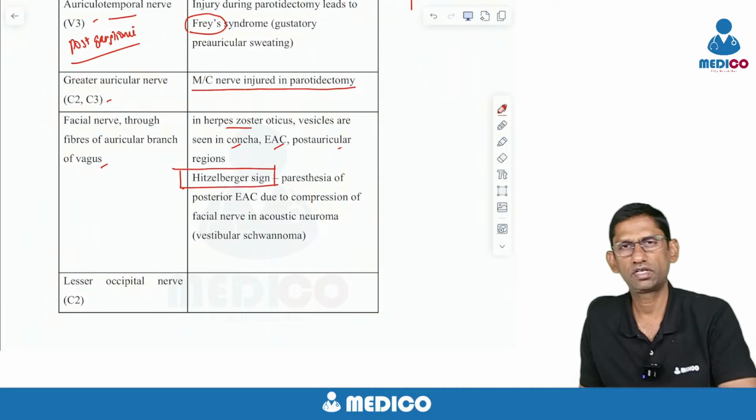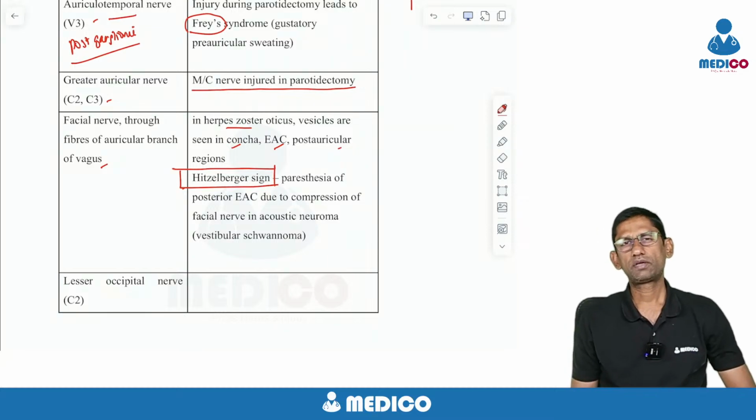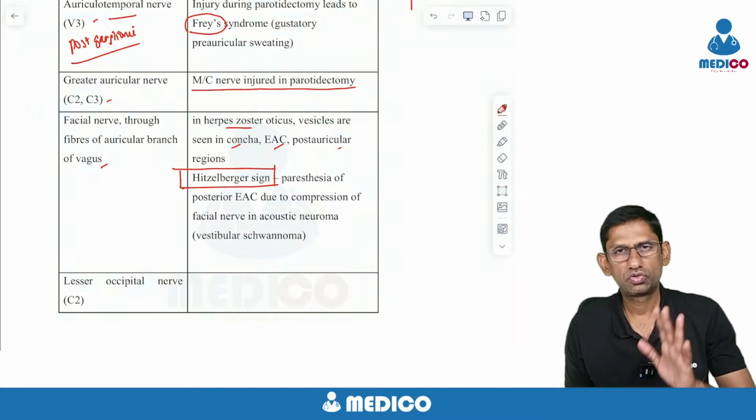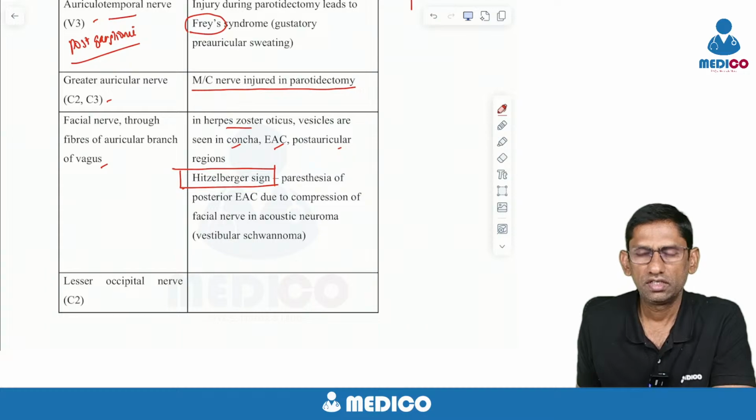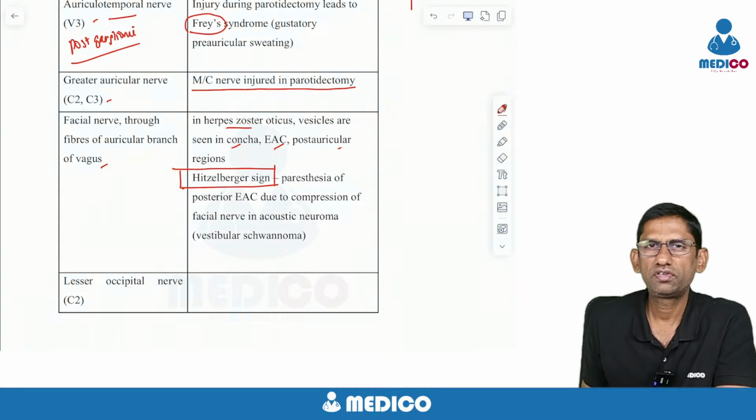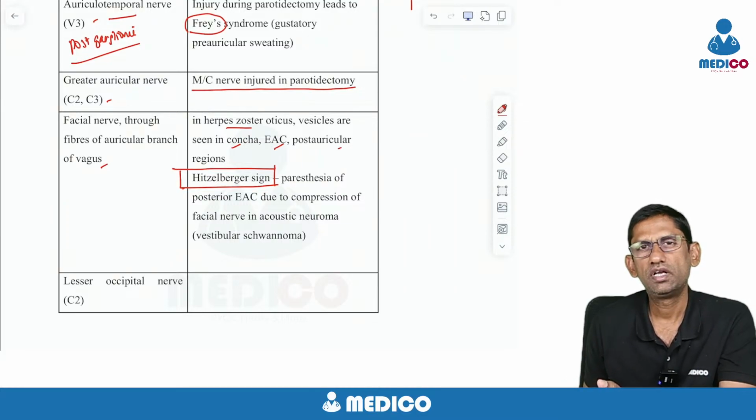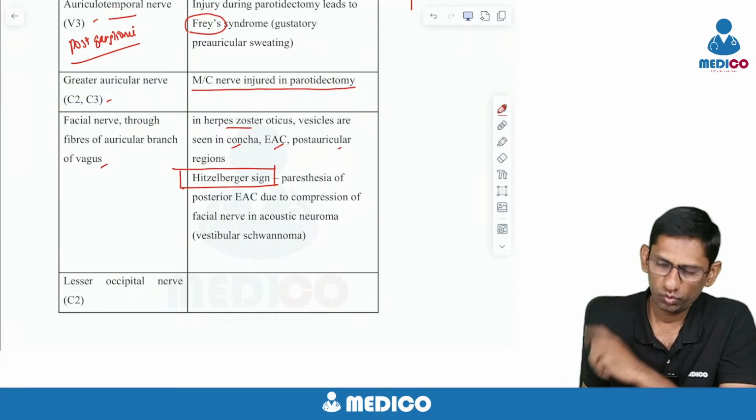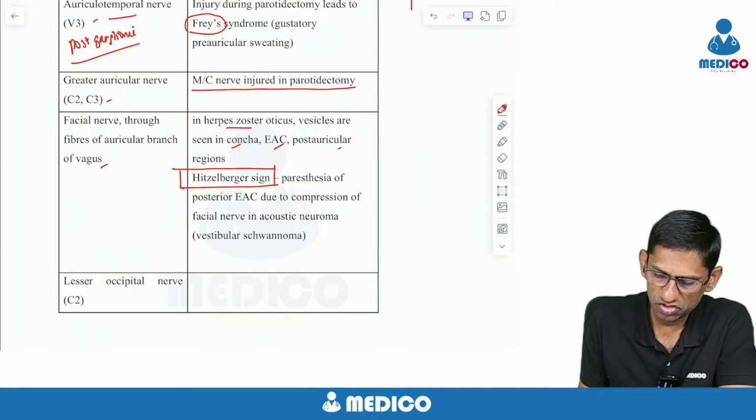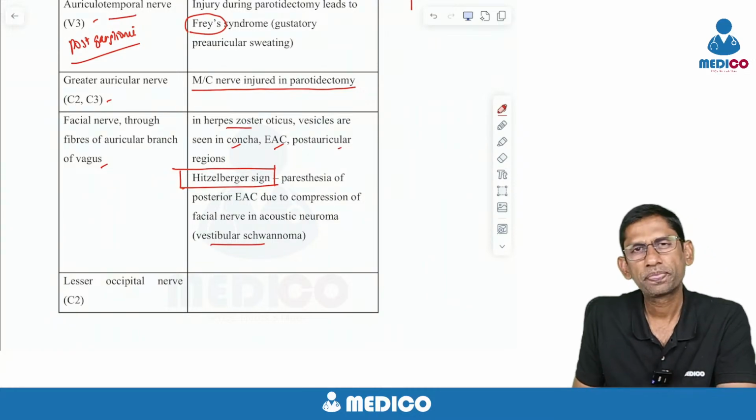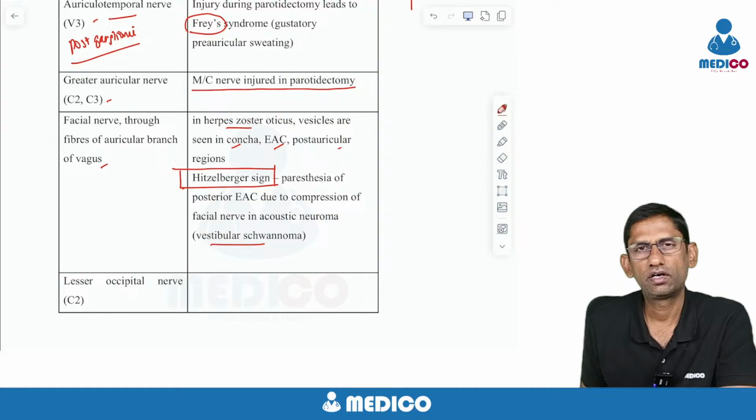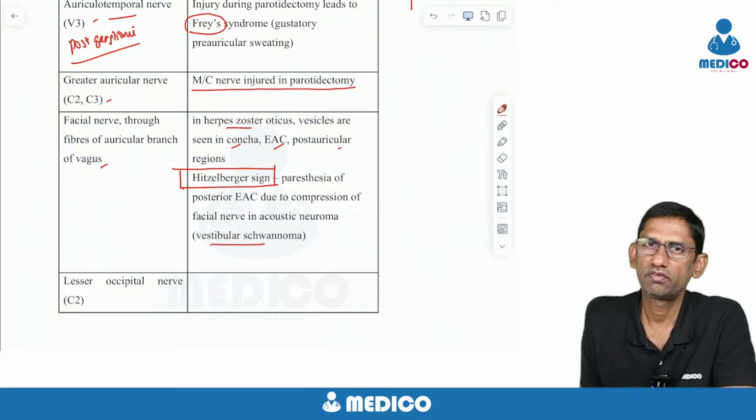And there is a very popular sign in ENT, the Hitzelberger sign. What is this Hitzelberger sign? That's quite important, please don't forget this point. This is paresthesia of the external meatus and a part of the conchal region. It happens when the facial nerve is compressed by vestibular schwannoma. This is the earliest sign of compression of the facial nerve by the vestibular schwannoma.